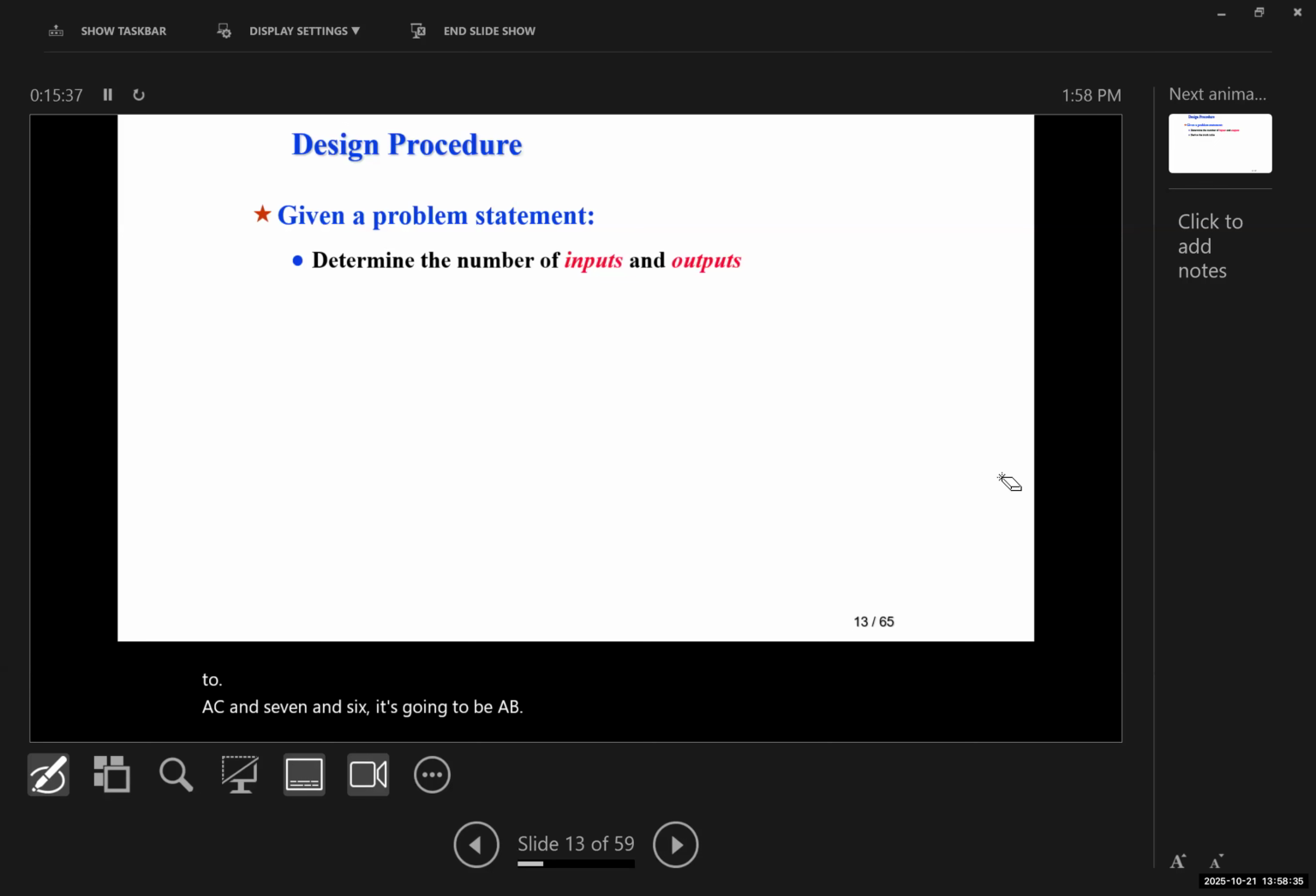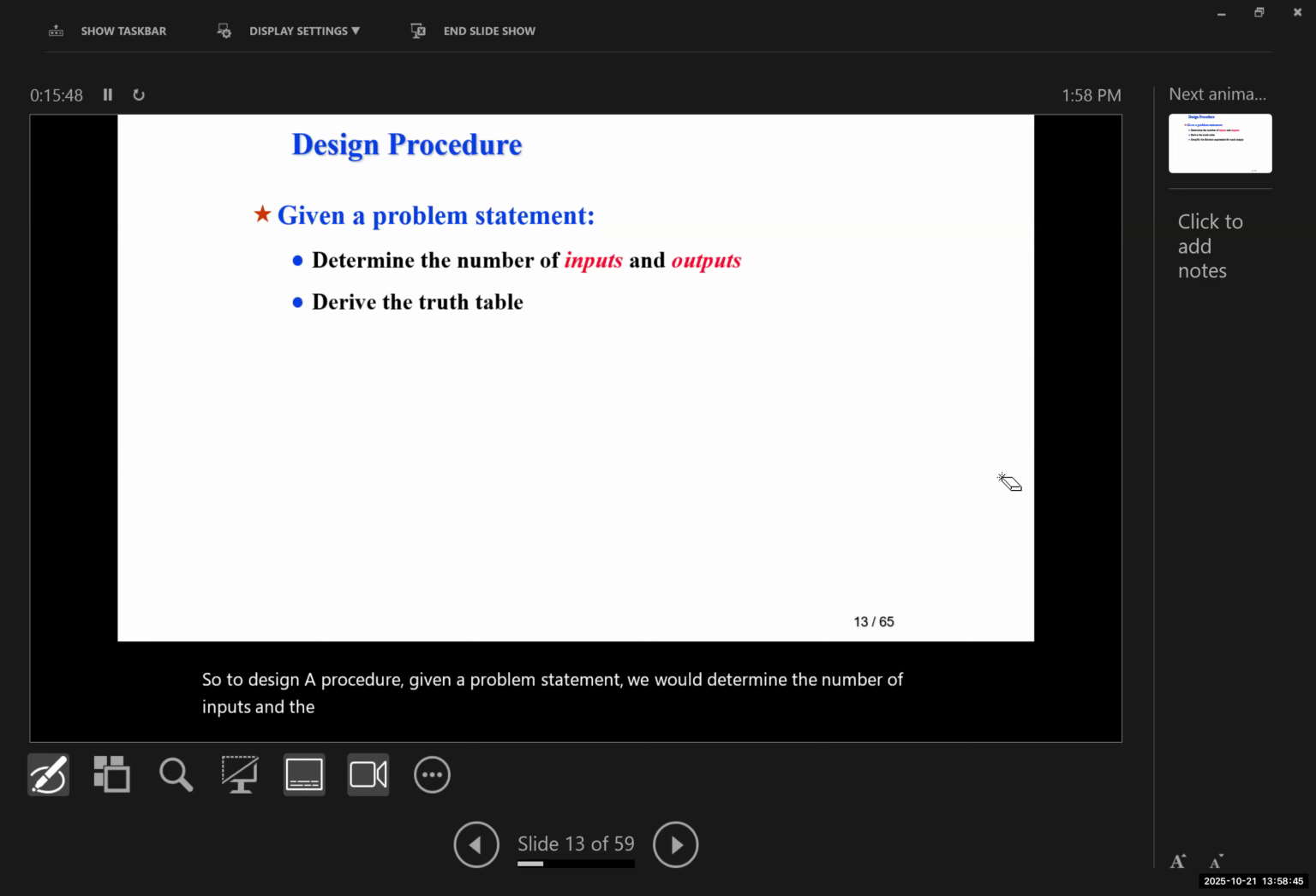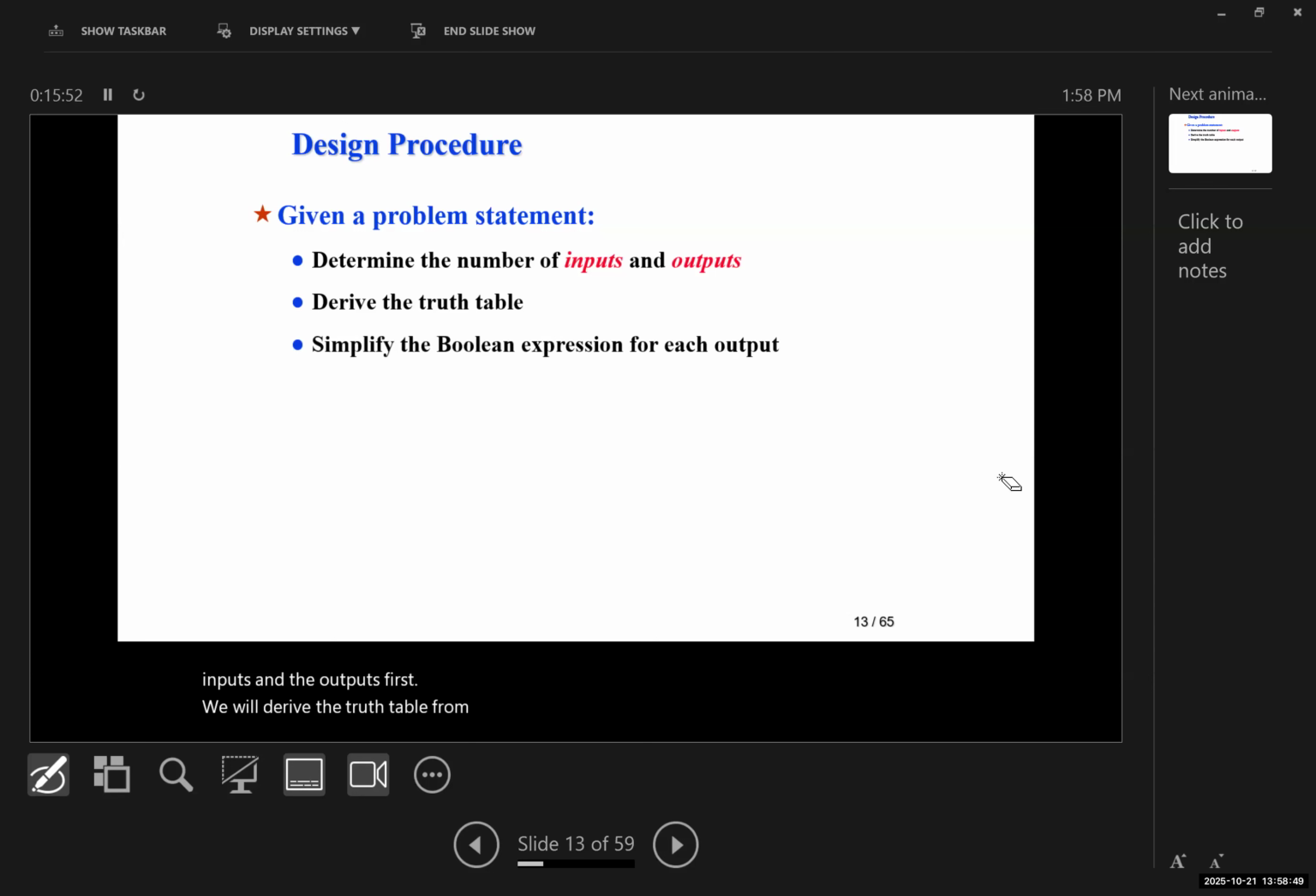So to design a procedure, given a problem statement, we would first determine the number of inputs and outputs. We would derive the truth table from that. We would simplify the Boolean expression for each output. We would produce the required circuit.